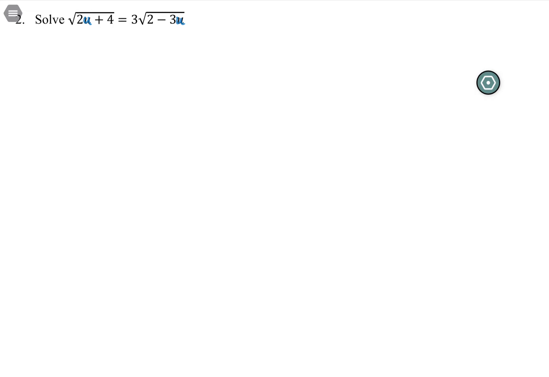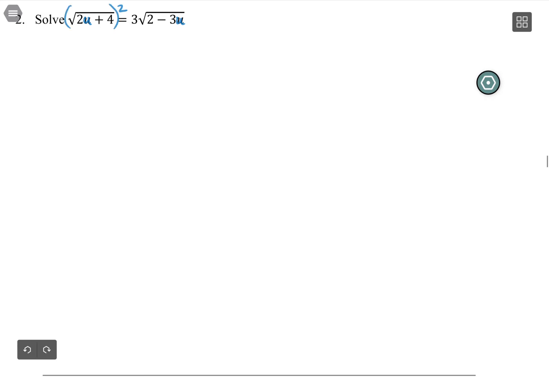So if you remember way back at the beginning of this section, I had tips on how to get rid of certain things. If you're trying to free a variable from a root, you want to isolate the root and then get rid of it with a power. So I already have the root of 2u plus 4 isolated. I'm going to go ahead and just square.